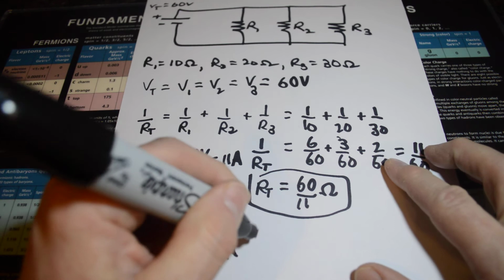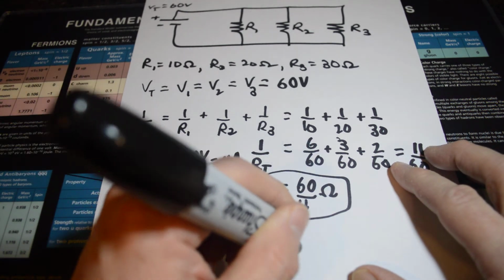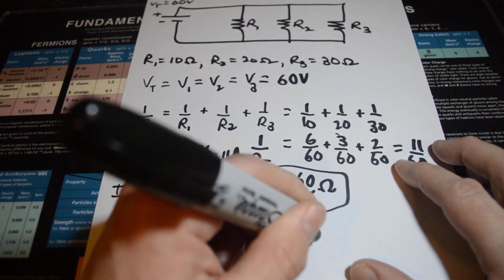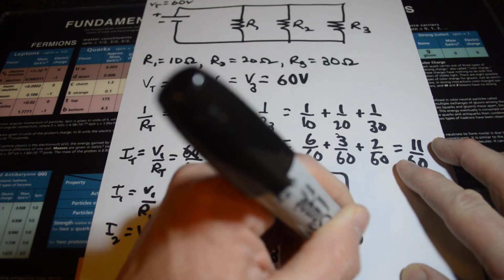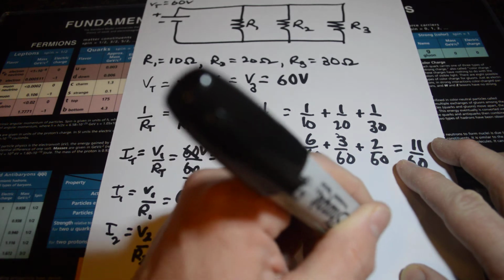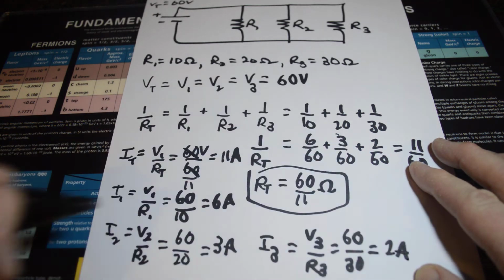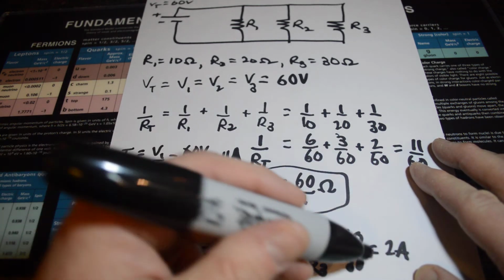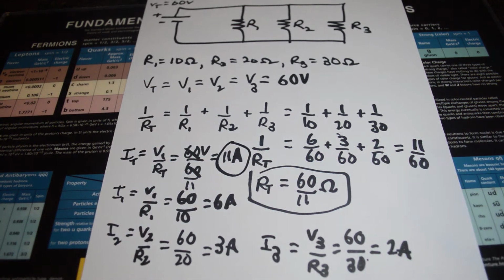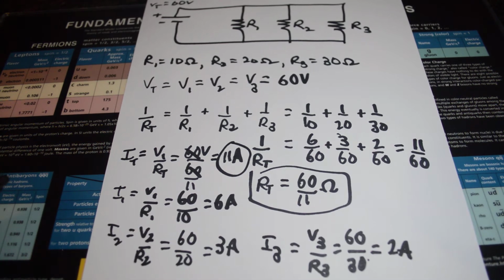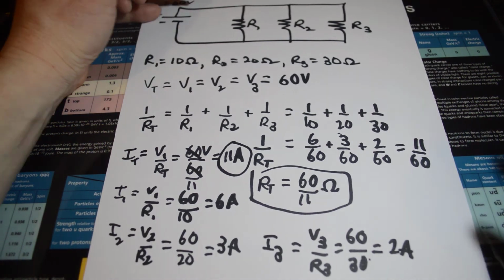And you could see for the third one, if I just go across, that will just be the voltage divided by its resistance. And sure enough, that's 60 over 30, which is 2 amps. If we add all these together, 6, 3, and 2, sure enough, we get the total, which is 11 amps. So each one of those pieces adds up to the total.